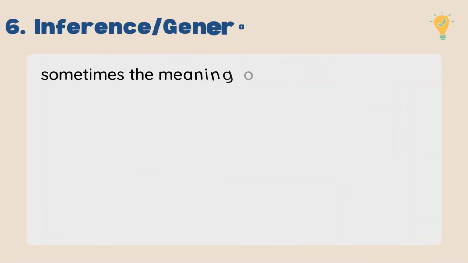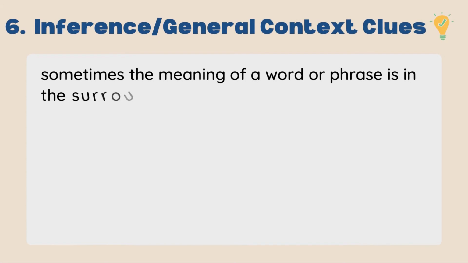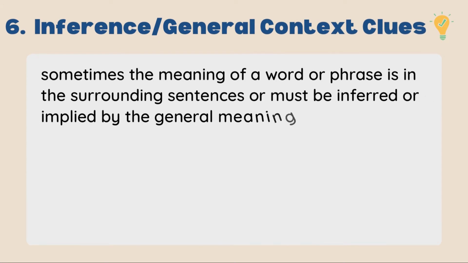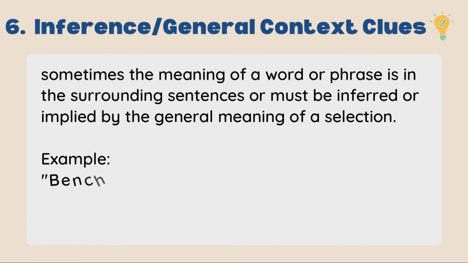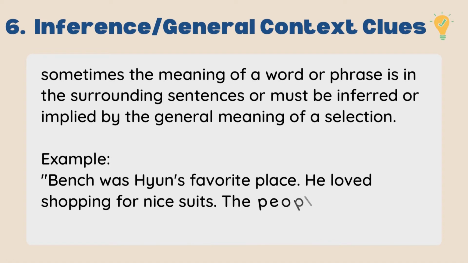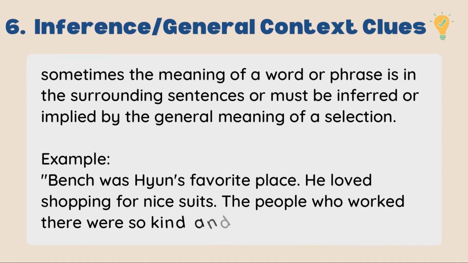And number 6. Inference or general context clues. Sometimes the meaning of a word or phrase is in the surrounding sentences or must be inferred or implied by the general meaning of a selection. Example: Bench was Yoon's favorite place. He loved shopping for nice suits. The people who worked there were so kind and helpful.